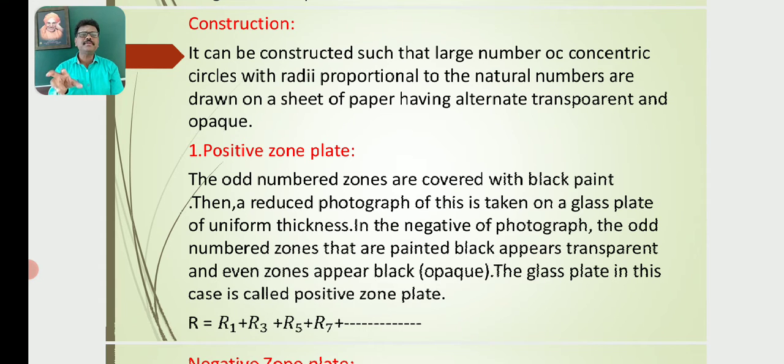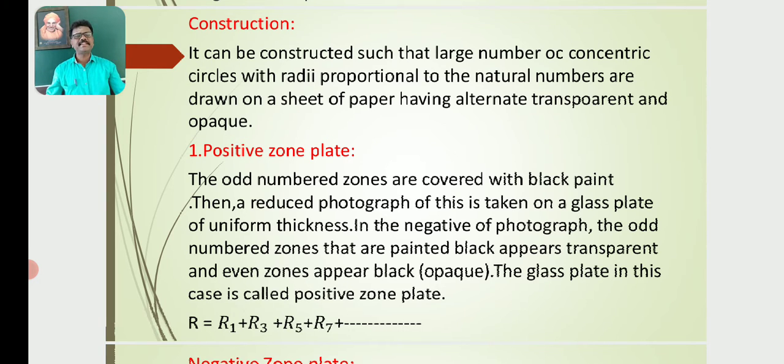The odd numbered zones are covered with black paint. Then a reduced photograph of this is taken on a glass plate of uniform thickness. In the negative of the photograph, the odd numbered zones that were painted black appear transparent. Even zones appear black, opaque. The glass plate in this case is called a positive zone plate.